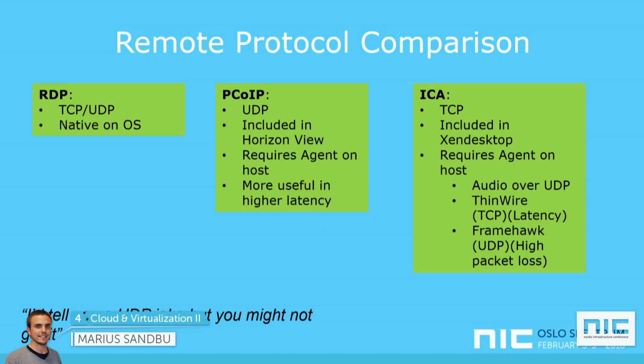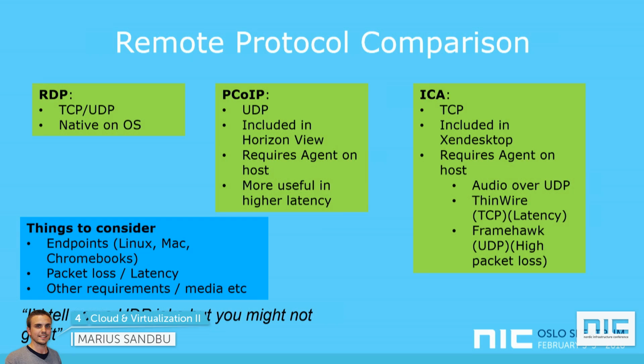So, a thing to think about is that when you're setting up this kind of solution, you need to think about your requirements in terms of what kind of endpoints my users have. Is it thin clients? Is it Mac, Linux, and so on? Where are they going to be able to access? Can they sit in the cabin up in the mountains and use the 4G connection to be able to connect? And if you have other types of requirements, such as GPU support, other media features, and so on.